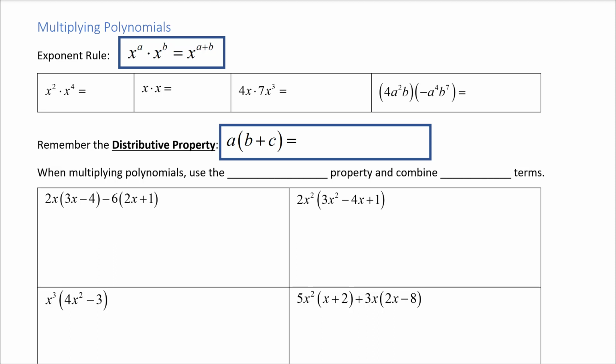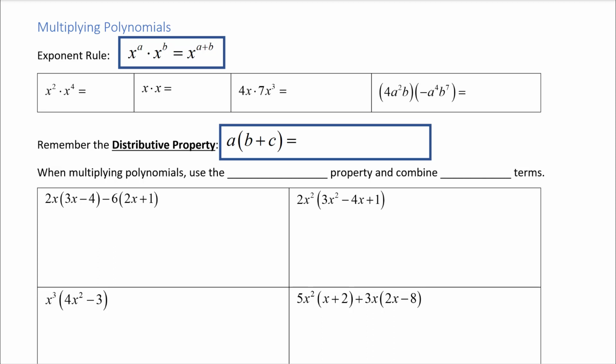Okay, so now we're going to be multiplying polynomials, which the first thing we need to do is talk about the exponent rule. x^a times x^b is equal to x^(a+b). So let me show you why that works on our first example. x^2 times x^4.